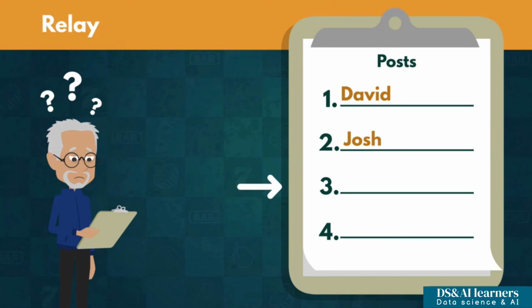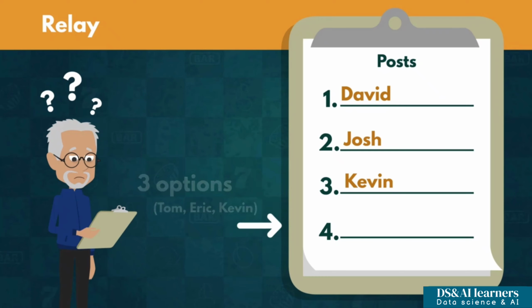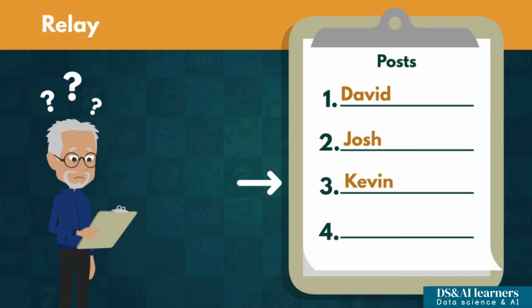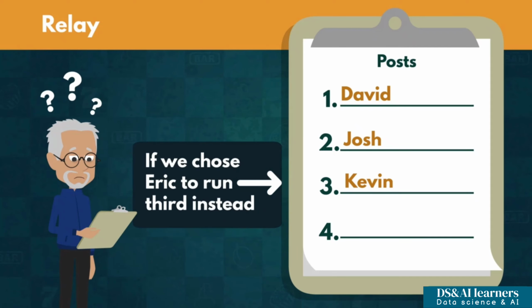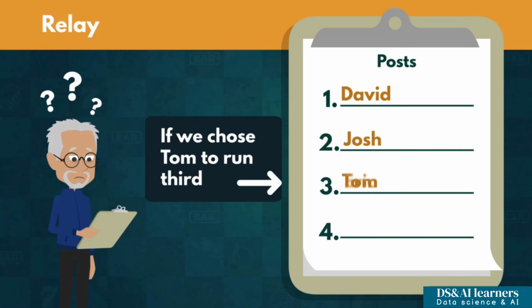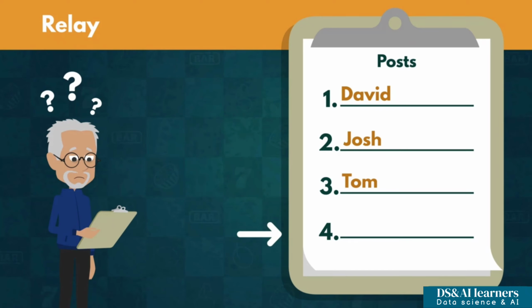That leaves us with only 3 options for who runs third: Tom, Eric, or Kevin. Now, if we pick Kevin, then we know one of either Tom or Eric finishes the race. Not surprisingly, if we chose Eric to run third instead, we once again have 2 choices for who runs last: Tom or Kevin. Finally, if we choose Tom to run third, we would have 2 options available: Eric and Kevin.